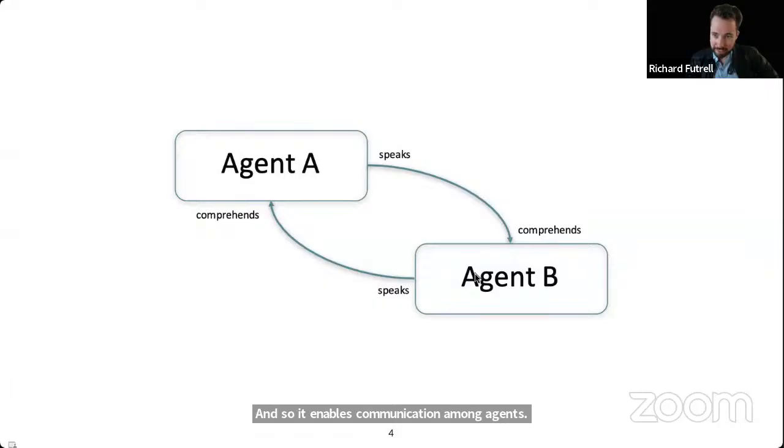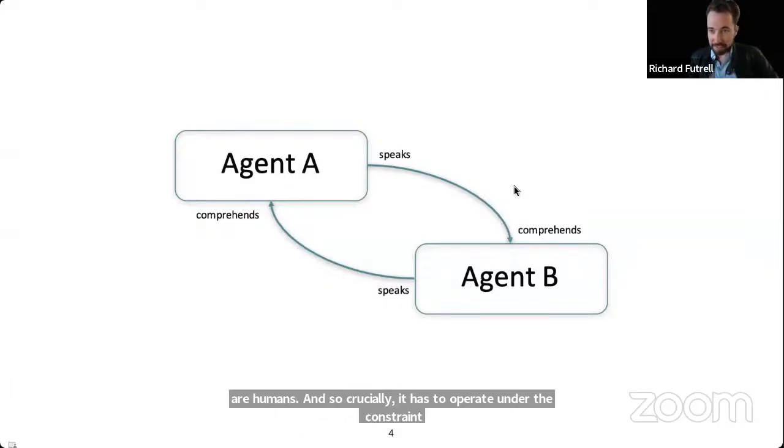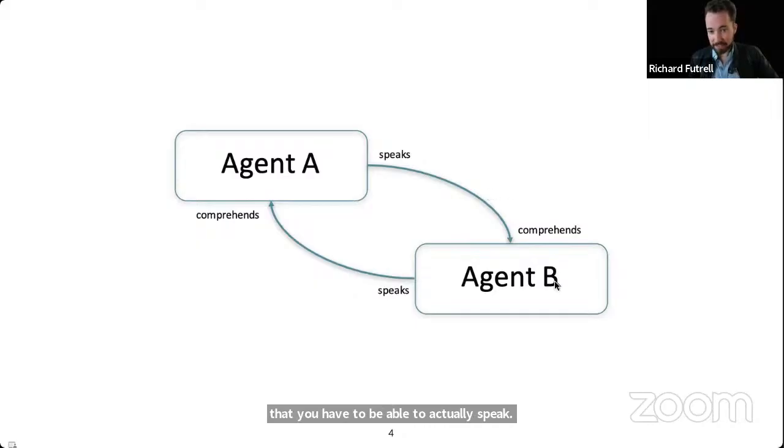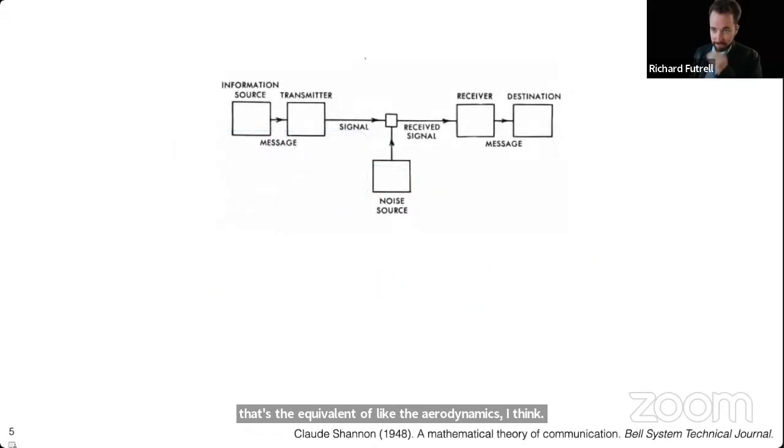And so crucially, it has to operate under the constraint that you have to be able to actually speak and you have to be able to actually comprehend, given the actual cognitive limitations that humans have. That's the equivalent of the aerodynamics, I think, for language. It's the cognitive constraints that humans have.